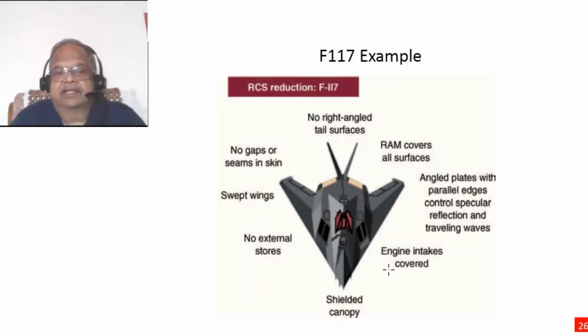And engine intakes are also cornered, so they are no longer straight intakes. The canopy is shielded, with angled plates with parallel edges to control specular reflection. Specular reflection means like light rays, that kind of thing. Also radar absorbing material covers all the surfaces. All these things make this a very expensive aircraft, and also a difficult thing to fabricate and produce. This is not something you can manufacture in hundreds.